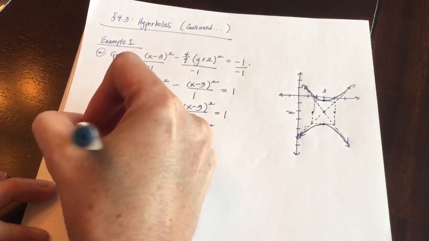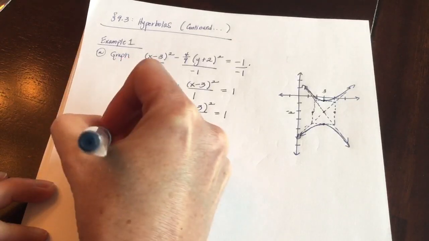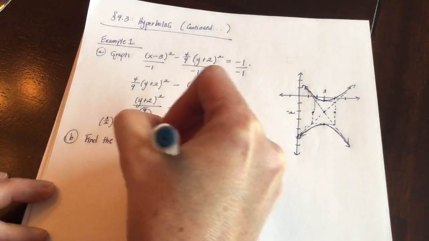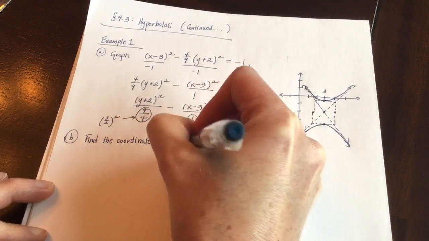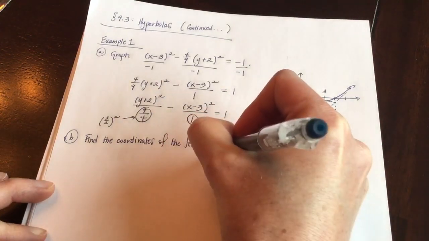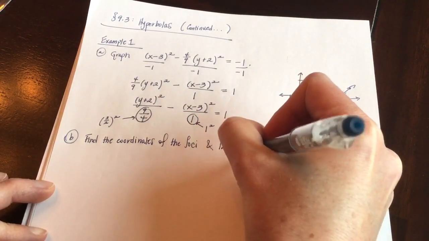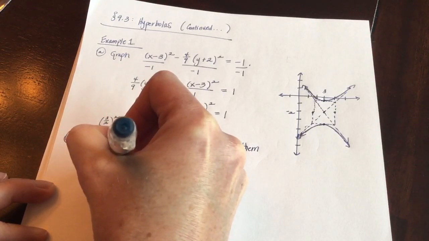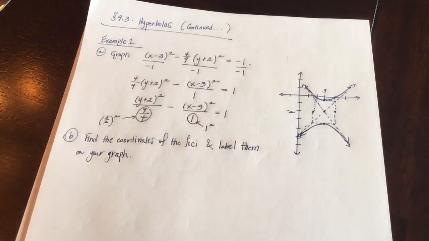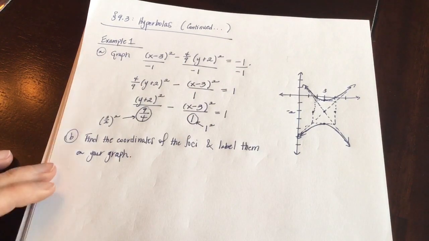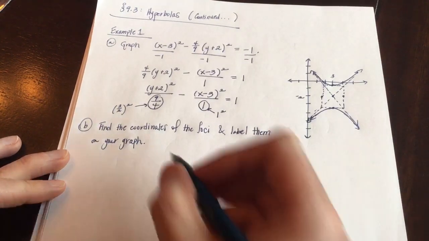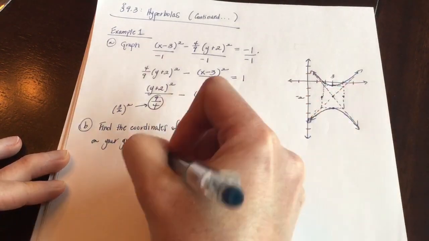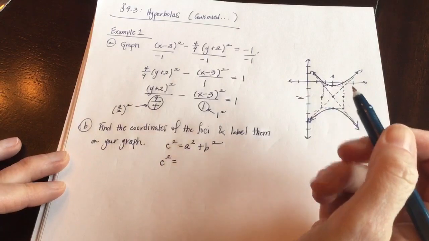Part B, let's say I ask you to find the coordinates of the foci, and label them on your graph. Okay. To do this, you could get started with the Pythagorean identity for hyperbolas, which is c squared equals a squared plus b squared. You're finding the c value in this case.